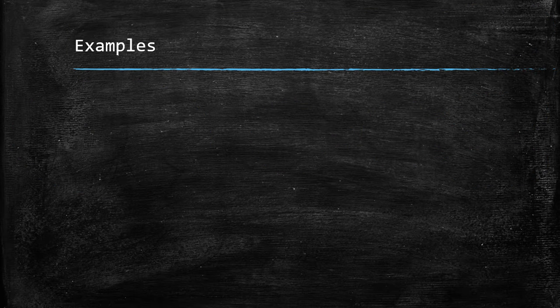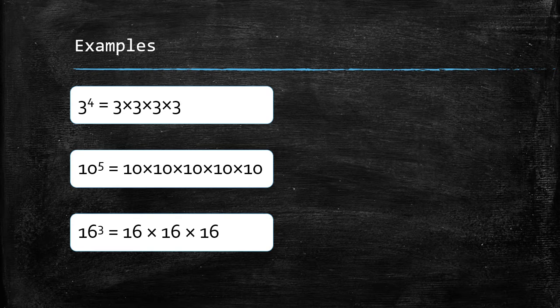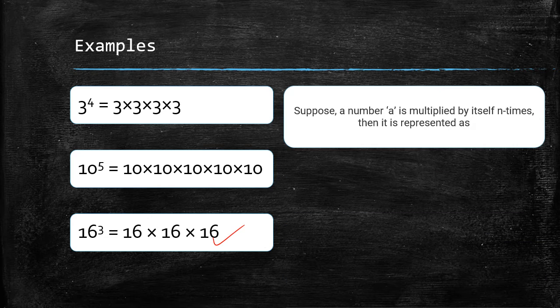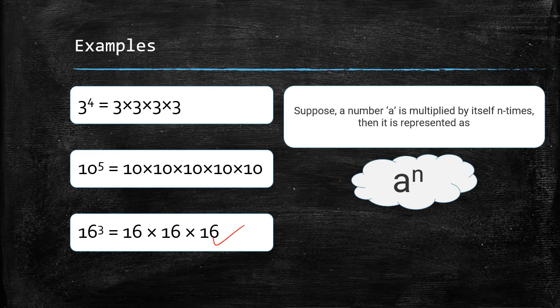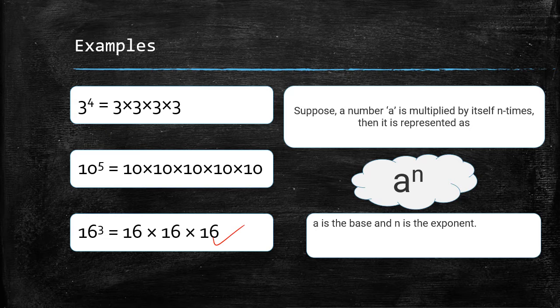Let's see some examples. 3 raised to the power of 4 means 3 multiplied by itself 4 times. 10 raised to the power of 5 means 10 multiplied by itself 5 times. 16 raised to the power of 3 means 16 multiplied by itself 3 times. So for any number a multiplied by itself n times, it is represented as a raised to the power of n, where a is the base and n is the exponent.